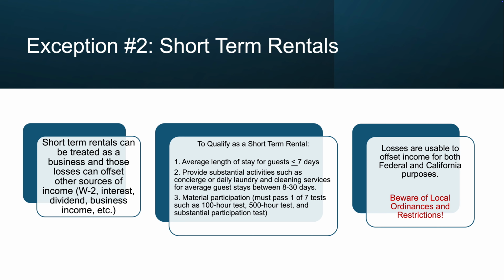The next criteria, which is not too bad, is the material participation test. There's 7 tests, but the ones most clients use to qualify are the 100-hour test, 500-hour test, and substantial participation test. What that means is that if you manage the property or the rental activity for 100 hours and no other person, like a management company, spends more time than you in that activity, then you qualify for this.